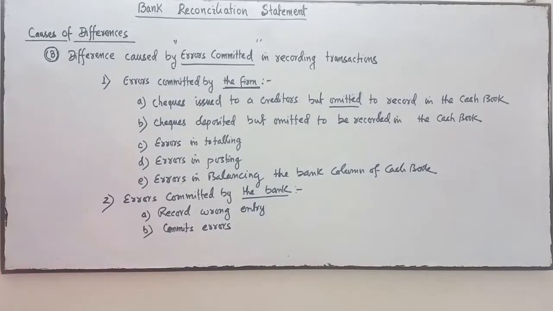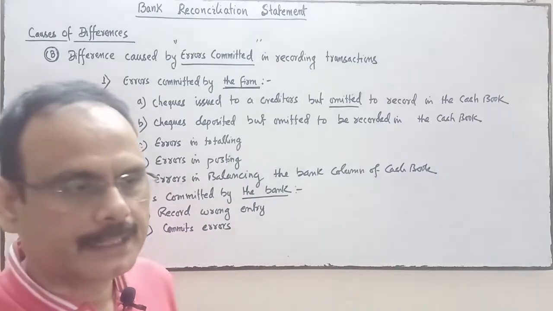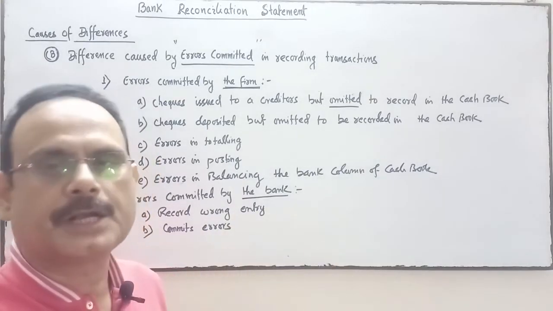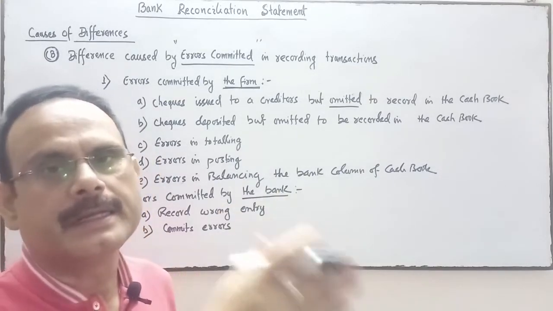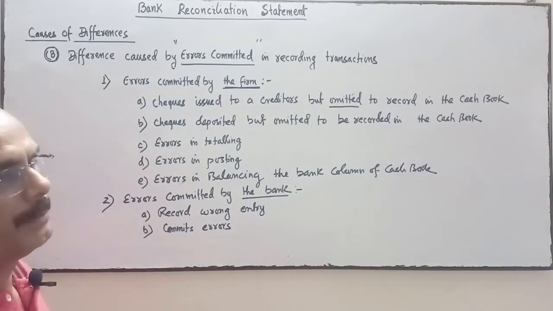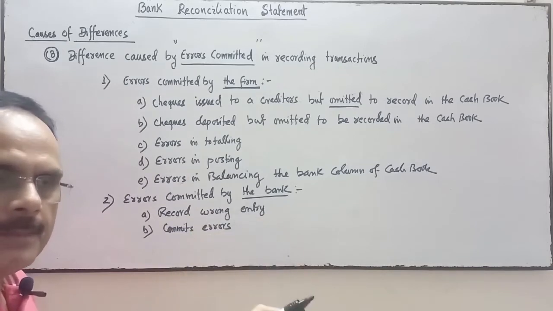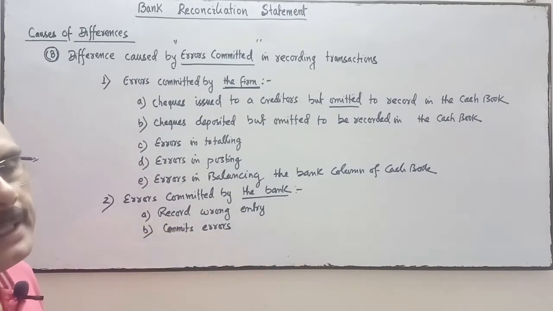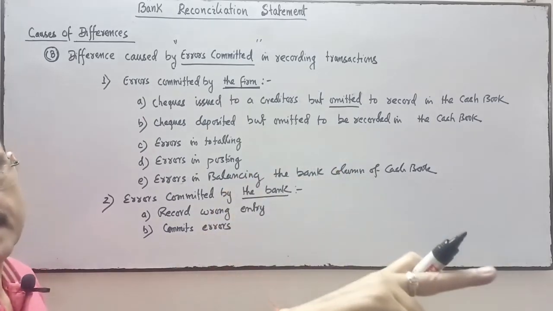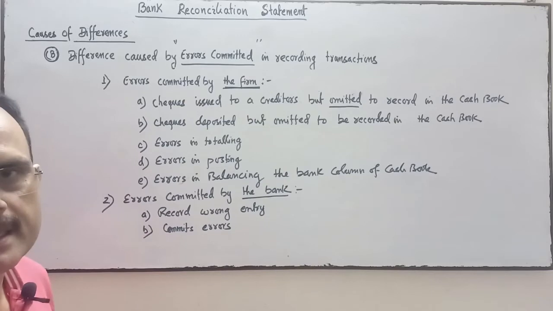errors committed by the bank cashier or bank accountants in the passbook, means in the customer ledger. So the error committed by the firm's accountant, or the error committed by the accountant of the bank. So we have to see where the error is committed. Who has committed the errors?